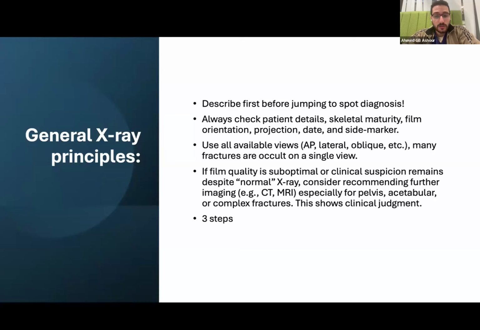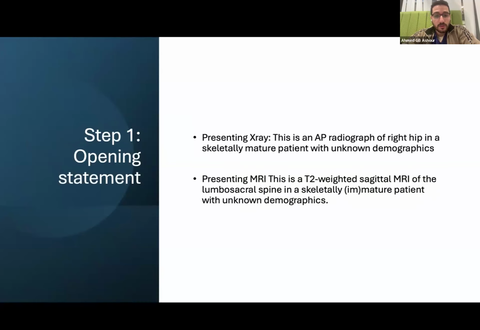My technique will be 3 steps. First of all, present. This is an opening statement you can say for every patient. So, this is an AP radiograph, for example, of the right hip in a skeletally mature patient with unknown demographics. This can apply to any X-ray. And if it's an MRI or CT scan, you have to decide whether this is T1 or T2, and what type of cut: sagittal, coronal, or axial.